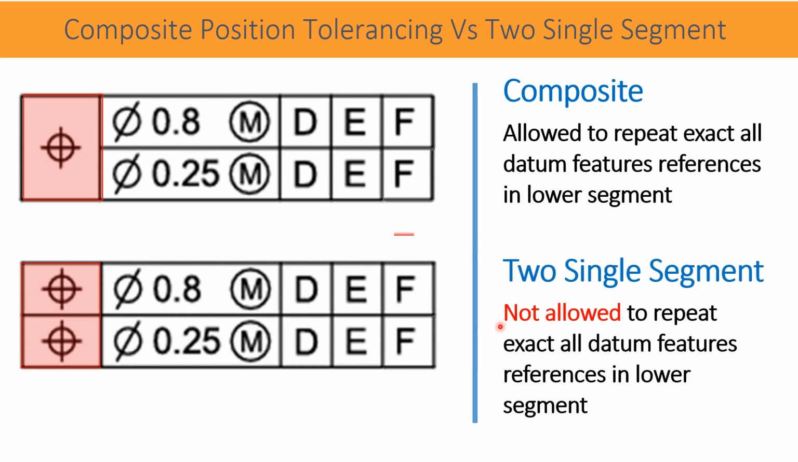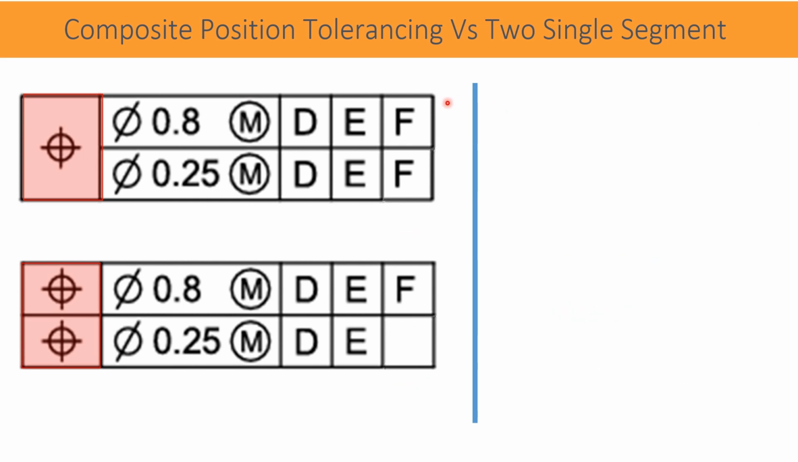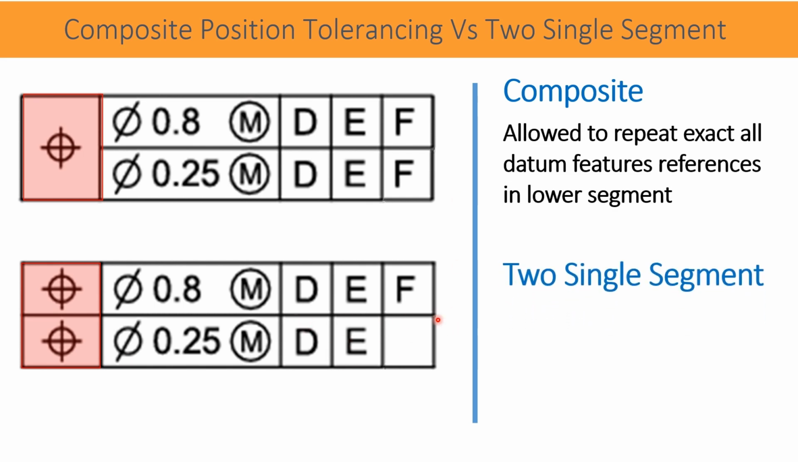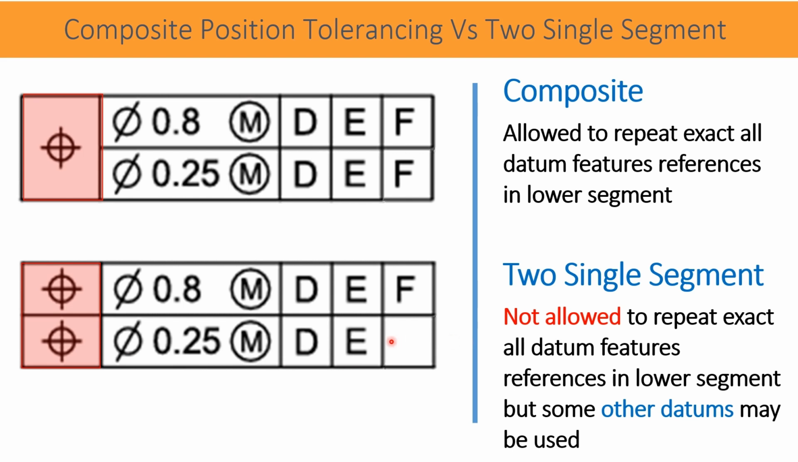All three datums cannot be repeated exactly. For example, as shown here, D, E, F are the three datums in the above segment, while in the one below, the exact D, E, F cannot be repeated. If D, E are repeated, then F should not be. Although all three datums cannot be repeated exactly in the lower segment of two single segment tolerance frames, a new datum which is different from the three can be added if required.